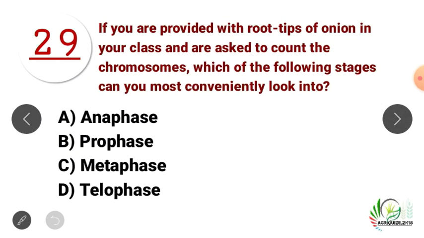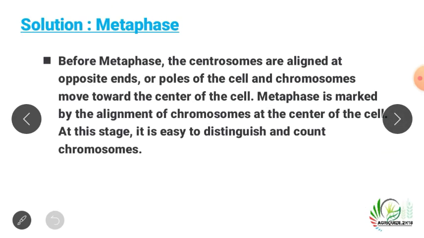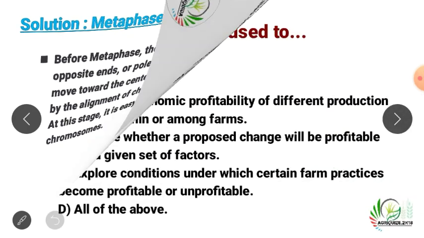Question 29. If you are provided with growth tip of onion in your class and are asked to count the chromosomes, which of the following stages can you most conveniently look into? Here option C is correct, metaphase. In metaphase, it will be easy to distinguish and count chromosomes of onion root tips.